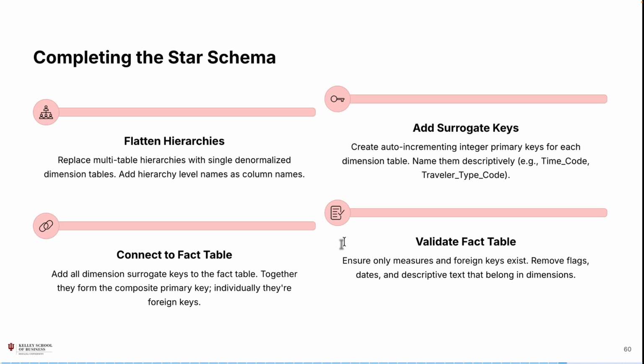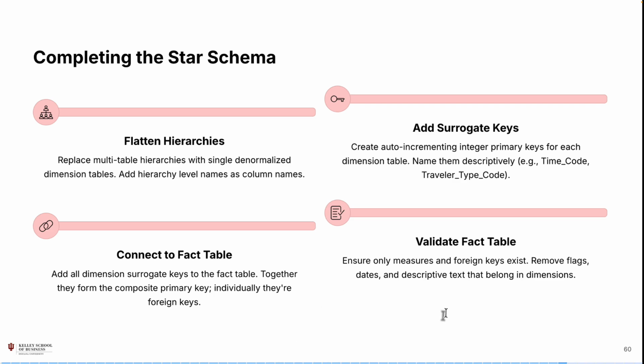So then we will finalize a star schema by flattening the hierarchies. We can replace multi-table hierarchies like the financial structure with a single denormalized dimension table to eliminate joins. We also need to add surrogate keys. Remember that we created those auto-incrementing integer primary keys. We also need to connect it to the fact table. We need to add all the dimension surrogate keys to the fact table. And these will form a composite primary key.